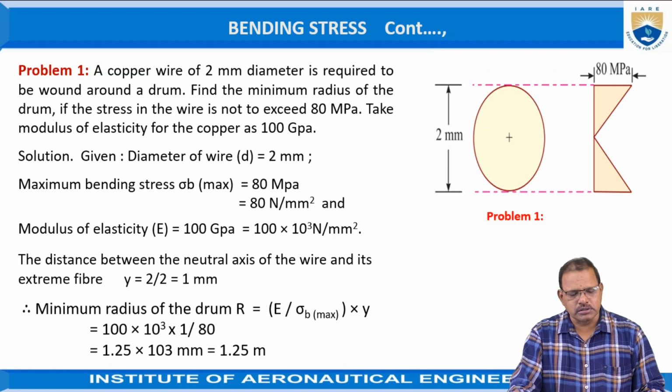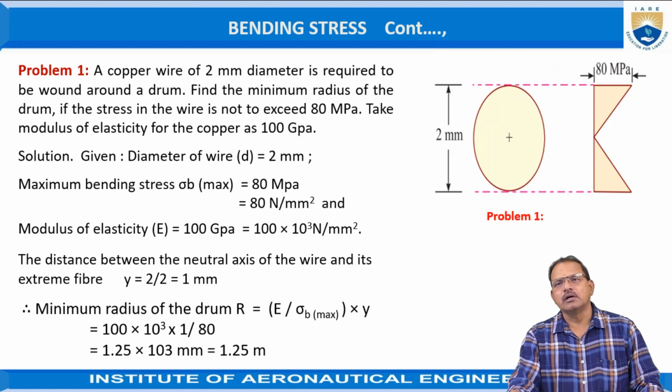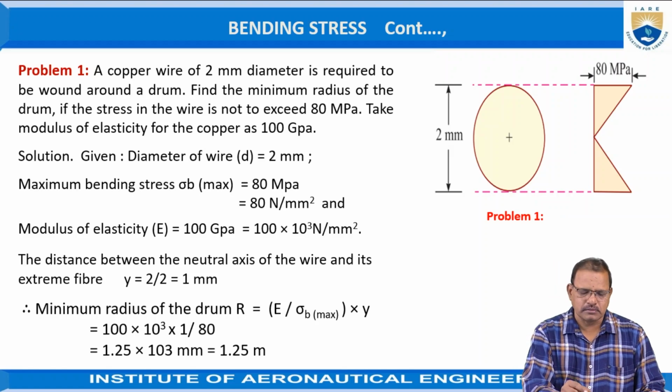Based on that relation, we are taking one problem here. A copper wire of 2 mm diameter is required to be wound around a drum. Find the minimum radius of the drum, if the stress in the wire is not to exceed 80 megapascal. Take the modulus of elasticity for copper as 100 gigapascal.